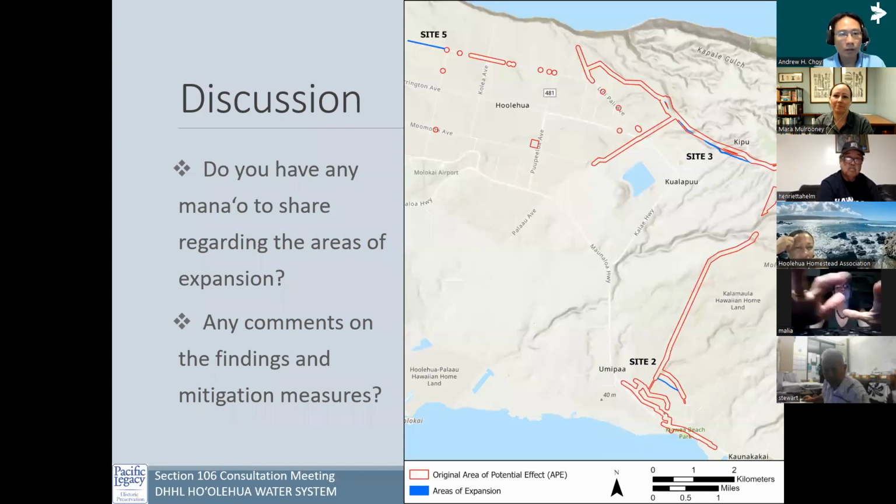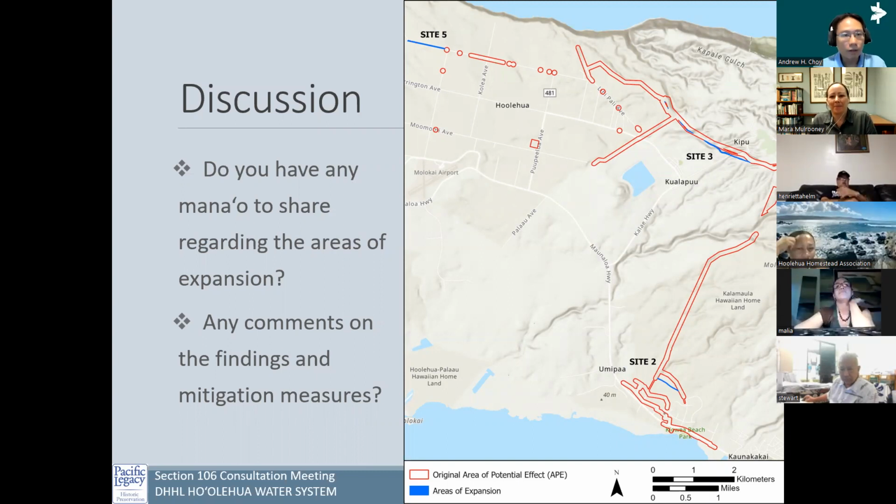Another comment from Sybil regarding the water pressure in Kalamaula, so that for our beneficiaries, DHHL can fix the necessary pressures for the subdivision. A question from Malia: both Site 3 and Site 5 have 3,000 foot pipes changed. Stuart, I guess, can you clarify the undertaking in Sites 3 and 5?